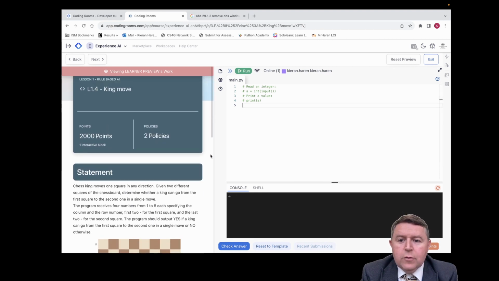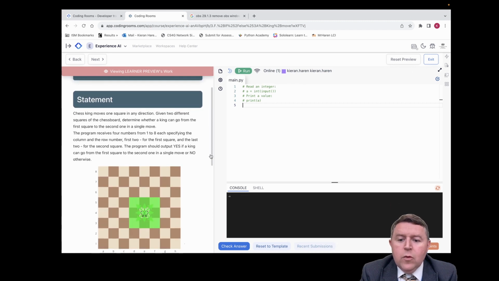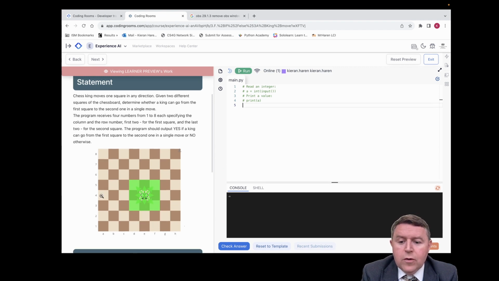This one, we're going to look at what's called the king move. So the king can move in any direction, but only by one square, okay? So we're going to take the values that we did before, the x and y coordinates, and then we're going to calculate if the value of the second space is 1 or less than or equal to 1. And then it'll tell us that it will be allowed to move in that direction, okay?